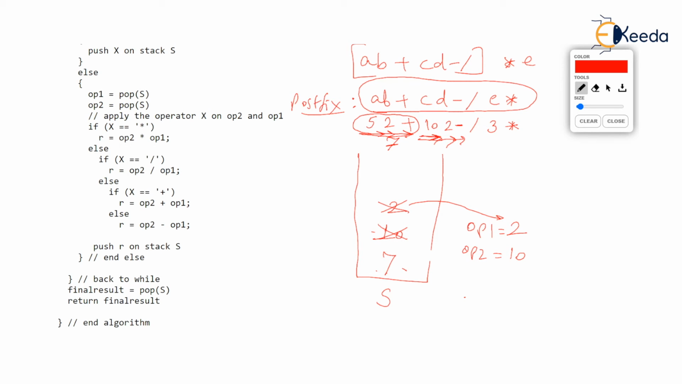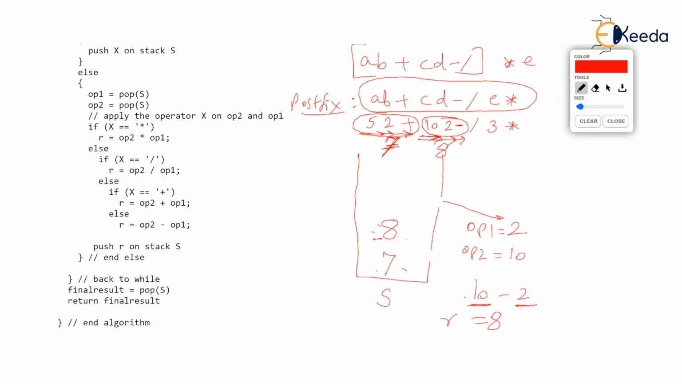Now you will apply minus. Yes, minus was the operator, but it should be 10 minus 2. Notice OP2 on the left and OP1 on the right of minus, and the result you will get is 8. This is R, the result, and you will be pushing this result on the stack. 2 and 10 are already popped out. 7 is still lying down in the stack, and what you are going to get is 8 on top of 7. Now when you continue scanning the expression, by the way, 10 and 2 and minus have got operated. This is now 8. And remember, what you already had was 7.